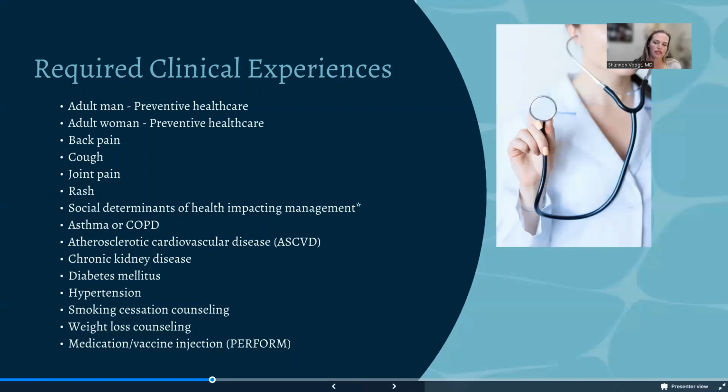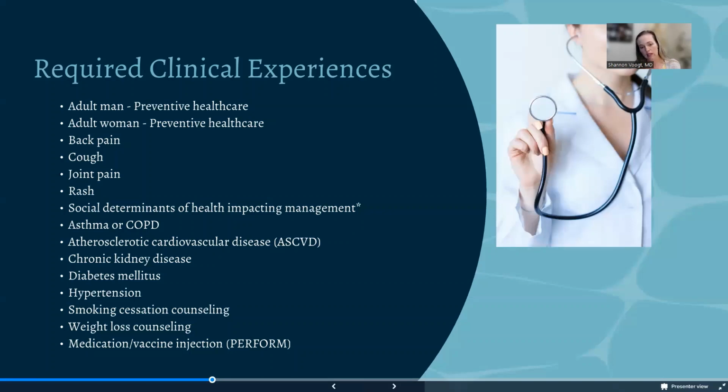Those are the things we would want our students to be picking up on when they're interviewing patients. So this can be anything in regards to diet, access to places to exercise, access to insurance, financial stability, or access to education. All of those things could be impacting management.